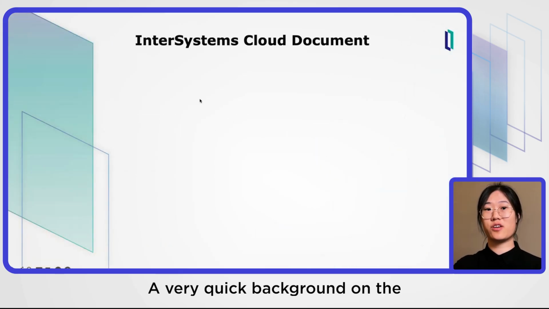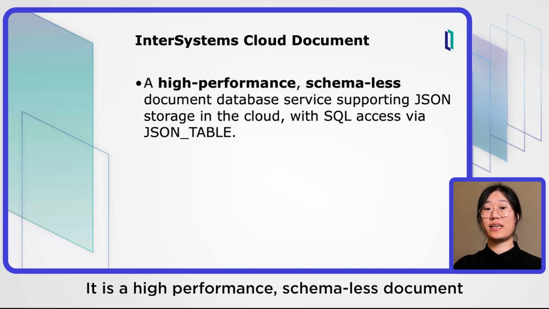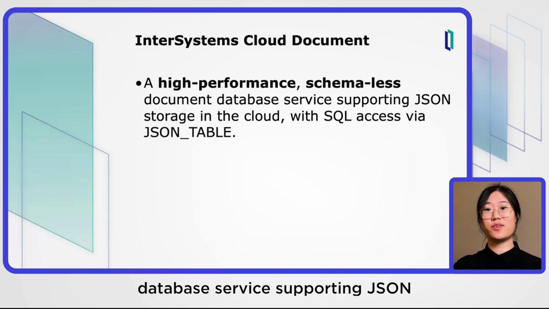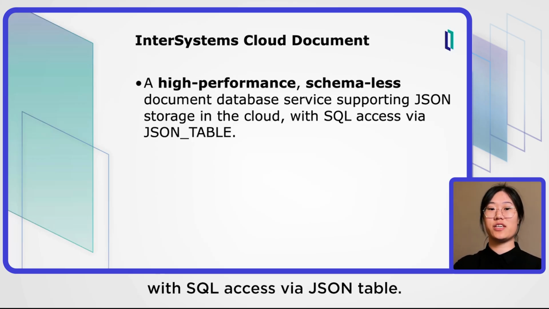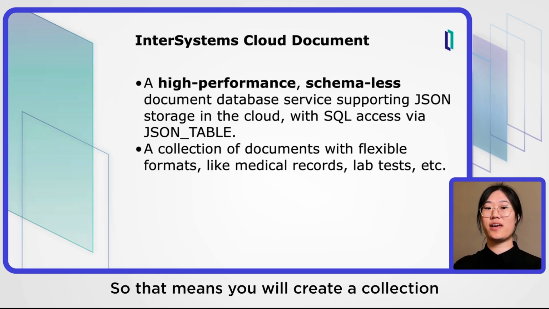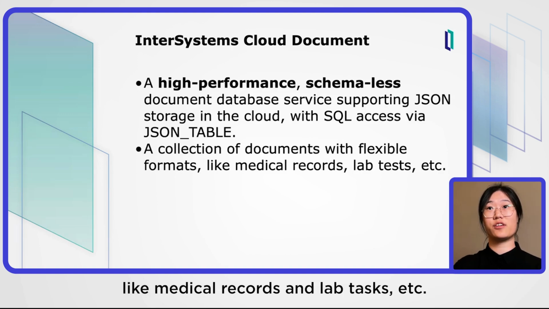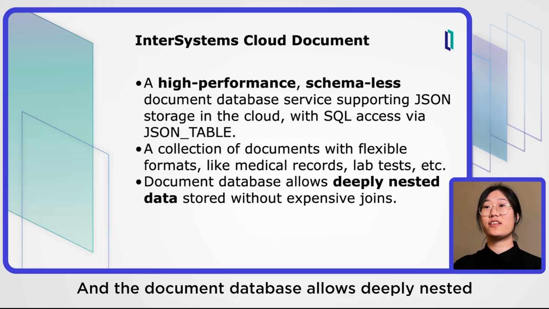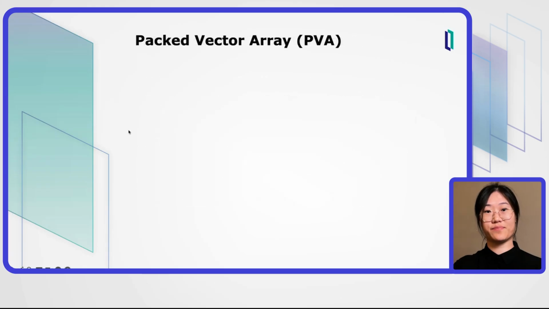A very quick background on the InterSystems Cloud Document. It is a high-performance schemaless document database service supporting JSON storage in the cloud with SQL access via JSON table. So that means you will create a collection of documents with flexible formats like medical records and lab tests, etc. And the document database allows deeply nested data stored within without expensive joins.